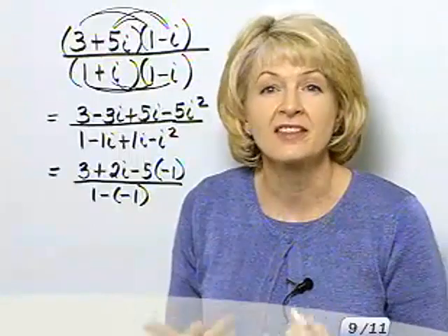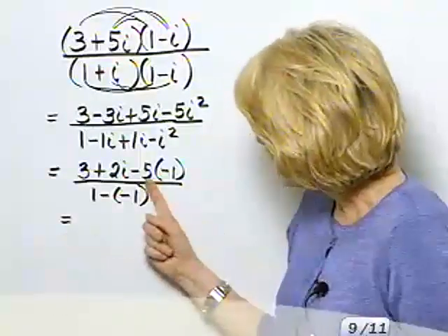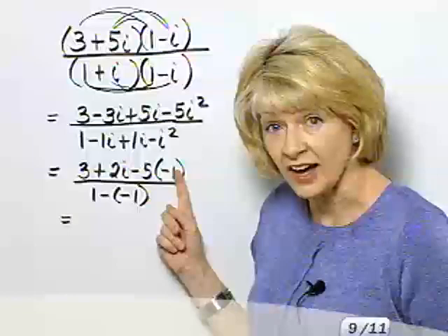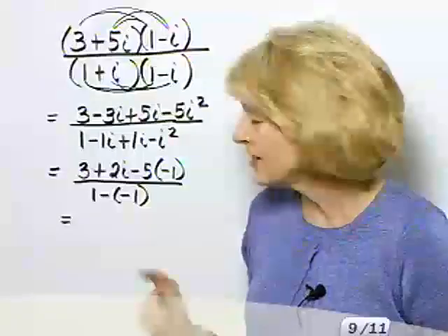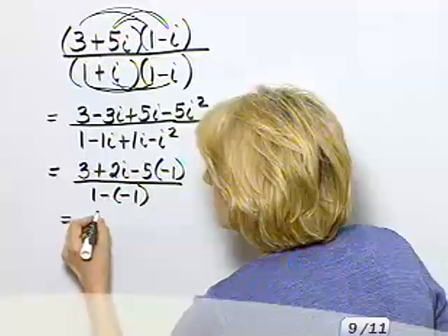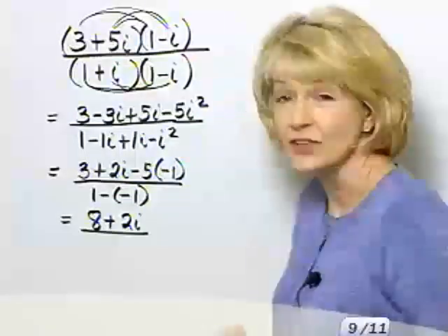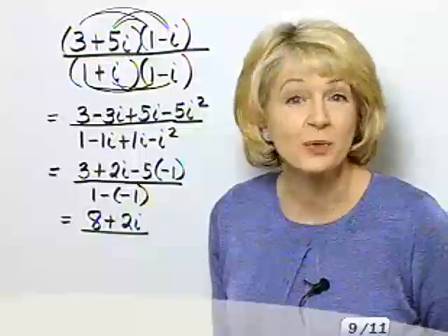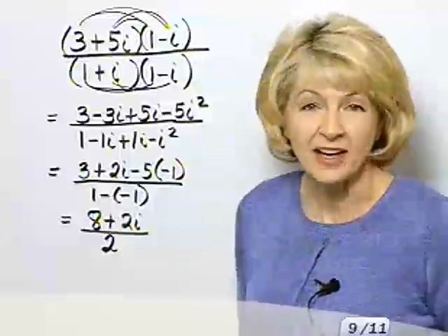Now we are just simplifying. So I have, now this is 5, correct? Negative 5 times negative 1, that's 5. 5 plus 3 is 8. So I have 8 plus 2i in the numerator, and then that's 1 plus 1, which is 2. So I have 2 in the denominator.